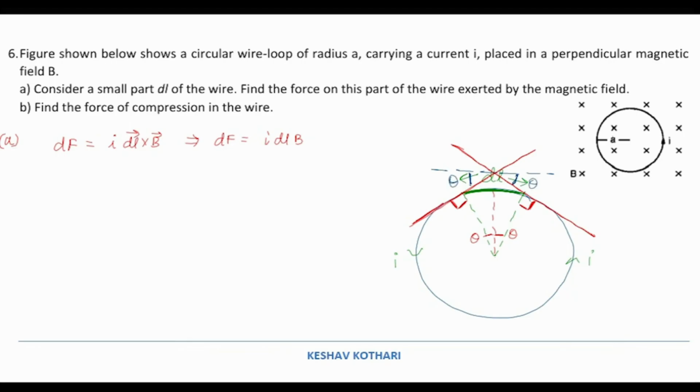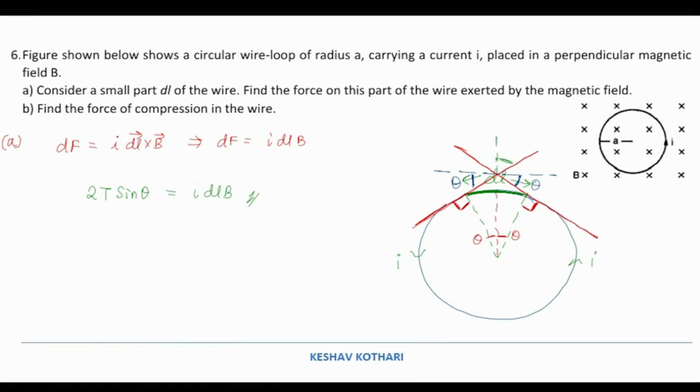So I can say that 2T sin theta will be responsible for balancing the force which is I dl B, and hence if theta is very small, I can write it as 2T, and then theta can be written as arc length, which is dl by 2, over radius r, which is equal to I dl B. So from here we obtain the force of compression as T equal to I r B. Now since the radius is equal to A in this problem, we write it as I A B. So this is going to be the answer for the B part.